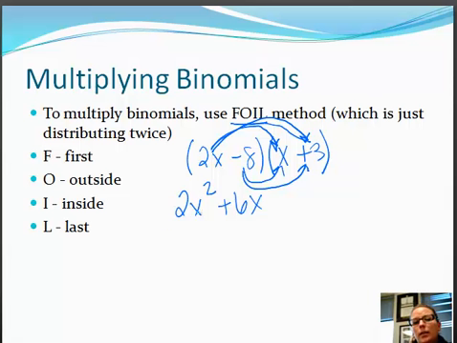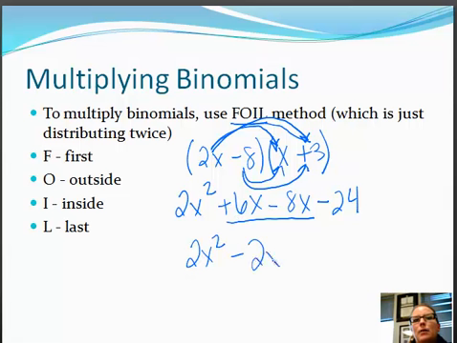So even though we call it foiling, it's really just double distribution. So negative 8 times x would be minus 8x. Negative 8 times 3 would be minus 24. So we've multiplied these two things together. Then we have to look to see if anything can combine together. So because the middle two terms are both x's, they are like terms, so I can combine them. So it really is 2x squared, 6 minus 8 is negative 2x, minus 24.